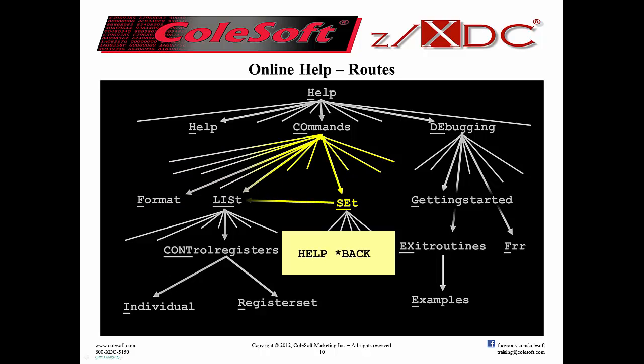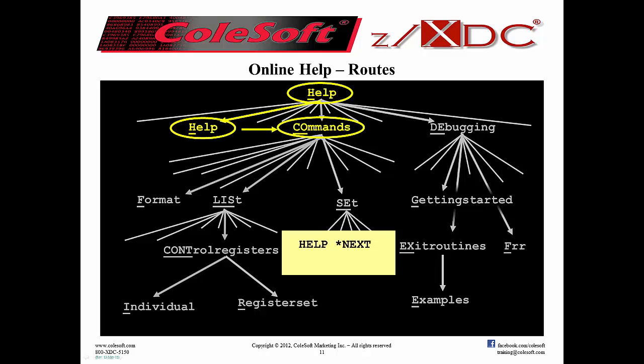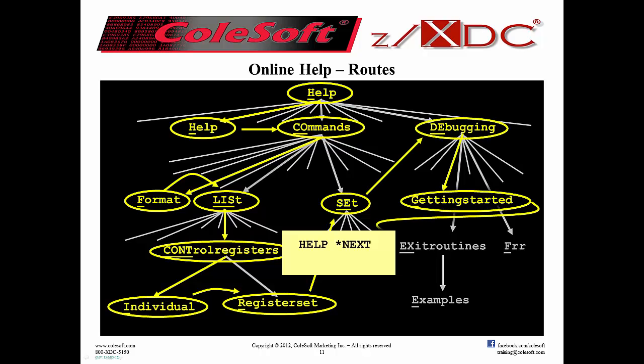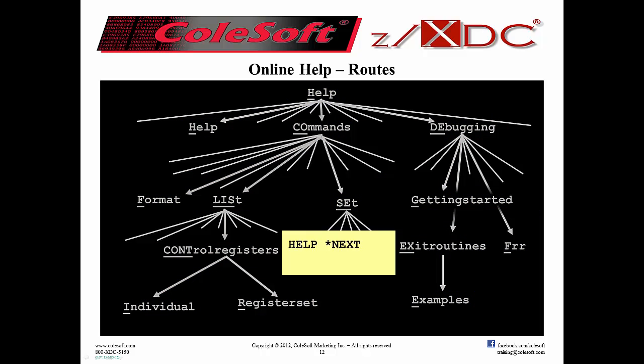And there is star back for backtracking the sisters. And then there is star next for walking the entire tree in a natural down then over sequence. In this example, star next would start with help, then go to help, commands, format, list, control registers, individual, register set, debugging, getting started, exit routines, examples, and finally ending up at FRR. And also there is star previous for reversing that direction.